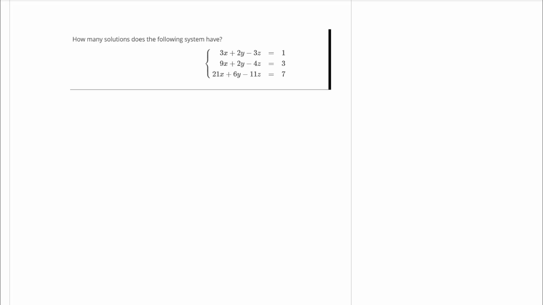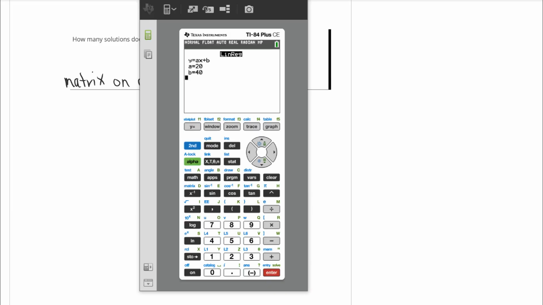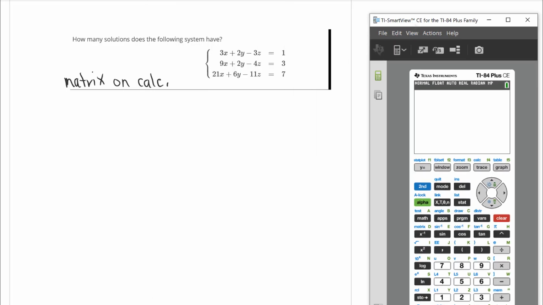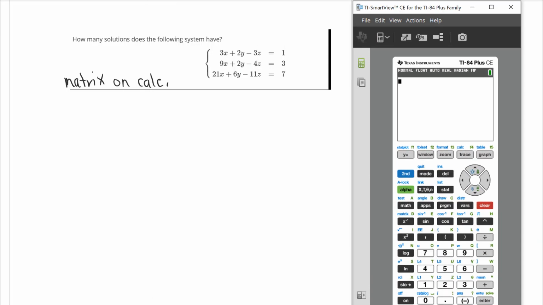For the next problem, it says, how many solutions does this following system have? So from here, what you really want to do is use the matrix on your calculator. Okay, so I'm going to go ahead and bring up my calculator, and just know that that's something that we're going to be using here. Now, before we use the calculator, we have to put this into a matrix, so that we can put this into the calculator later.